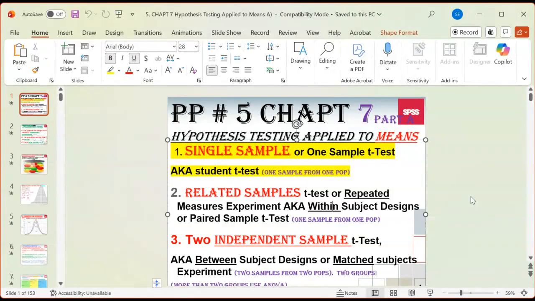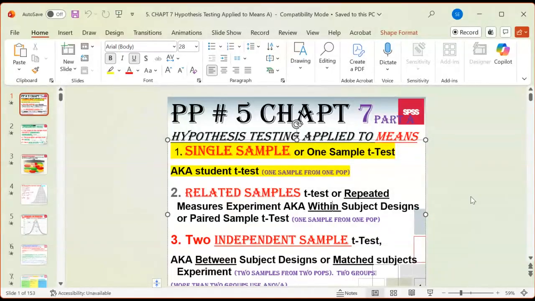And for that, we're going to cover 3 different types of t-tests. Today, we only go over the first one. And keep in mind that this is all about research, what type of research you're going to use and what type of test statistics to use.